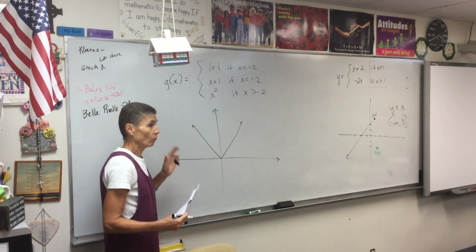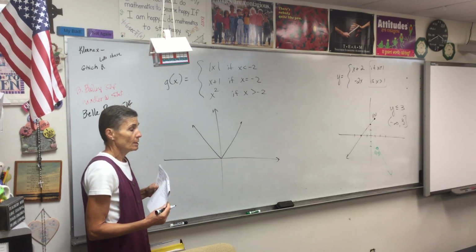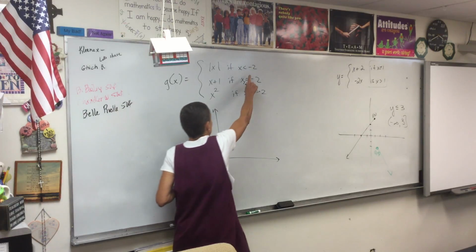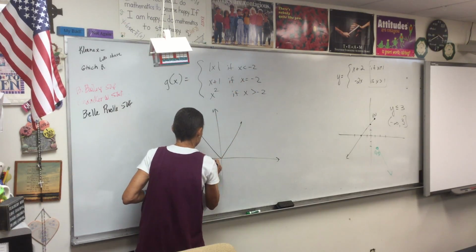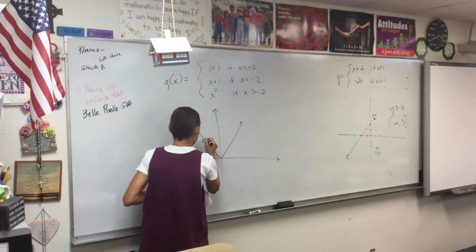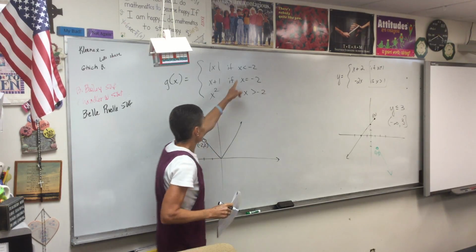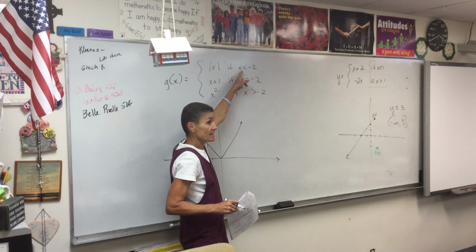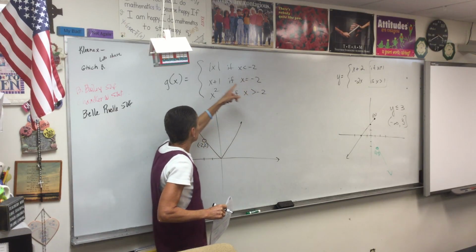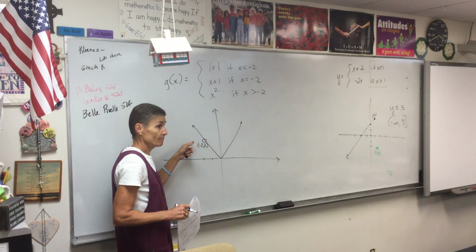Now, do I want the whole V? No. If I put -2 in there, I get 2, right? So here's the point, (-2, 2). That is the important point in this problem, right? Because they tell me right there. So is that okay with everybody?